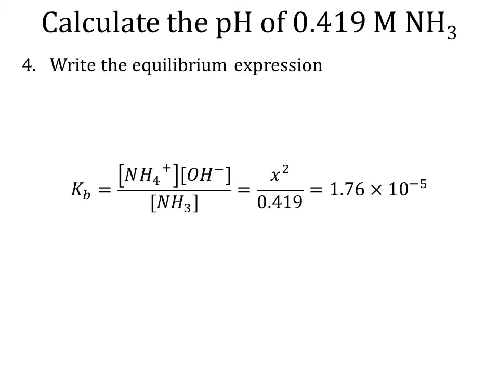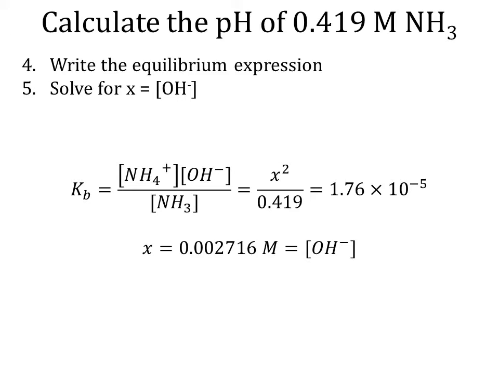Again, we substitute the values from the equilibrium line in the ICE chart. For NH4+ and OH-, the value is x, so the numerator is x squared. In the denominator, because we are not using the quadratic, we make the assumption that 0.419 minus x is approximately equal to 0.419 because x is sufficiently small. That makes our calculation easier. So x squared divided by 0.419 is equal to Kb, 1.76 times 10 to the negative 5.